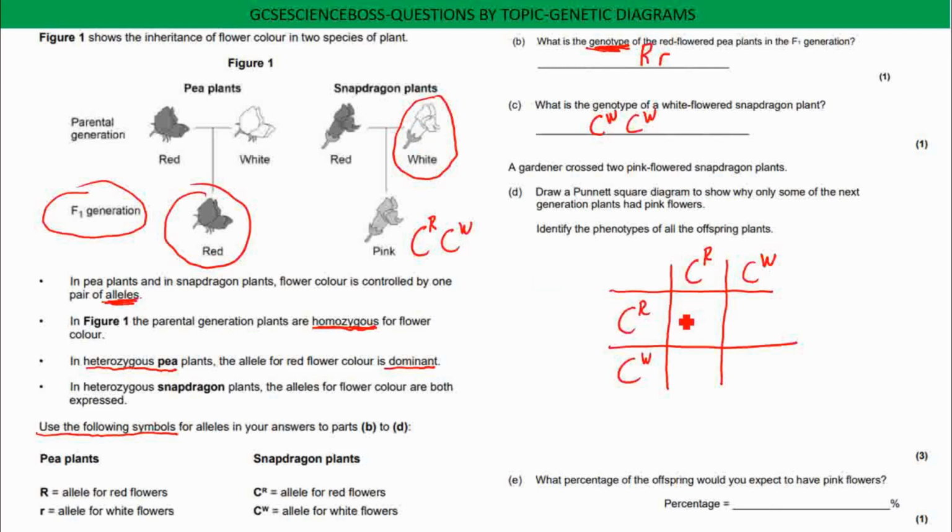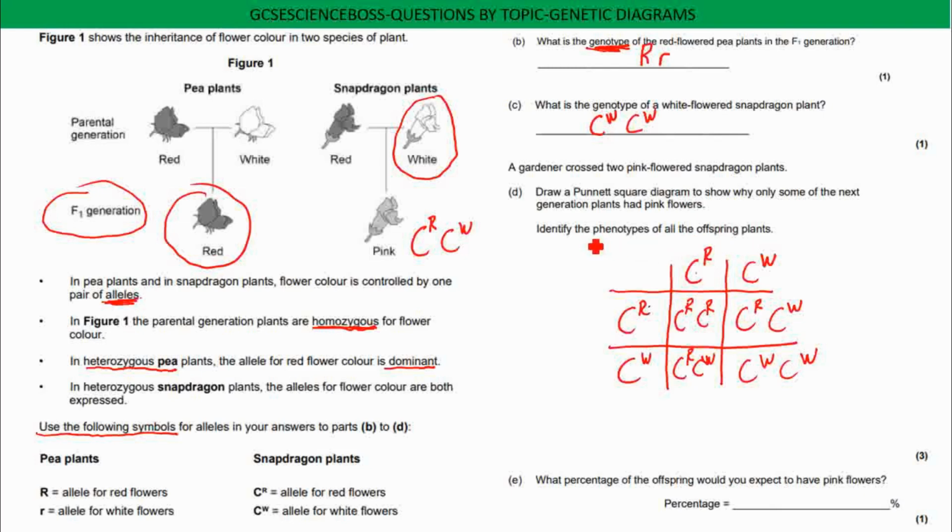Right here in the first one, it's going to be CR, CR. Next up is going to be CR and CW. Next one here is going to be CR and CW. And it really doesn't matter which letter you put first. And then the other one here is going to be CW, CW. So it says identify the phenotypes of all the offspring.